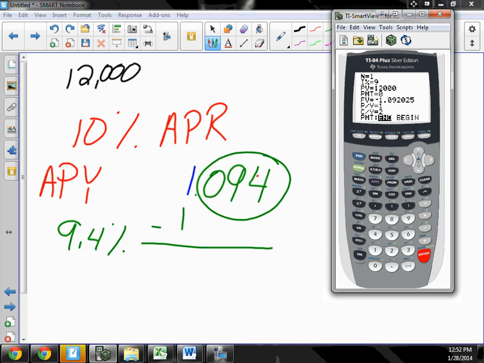No, you wouldn't. That's a good point. If you put $1 in, then you wouldn't need to divide it. You would actually get the APY. You'd still have to subtract off 1 in the end, but you're right, it would be the answer.